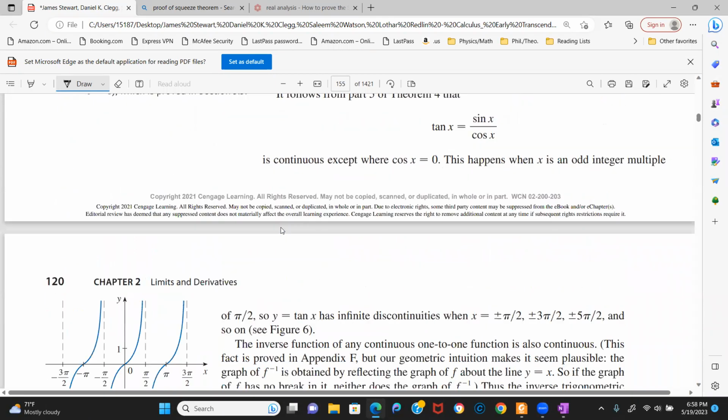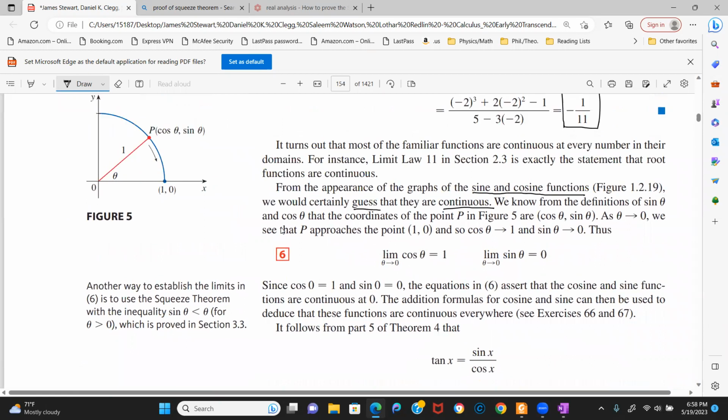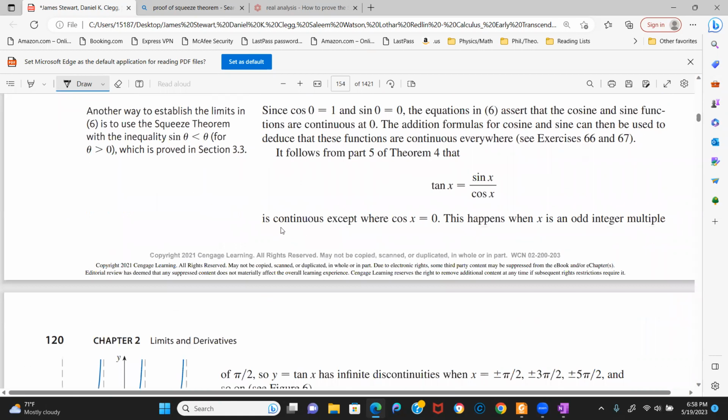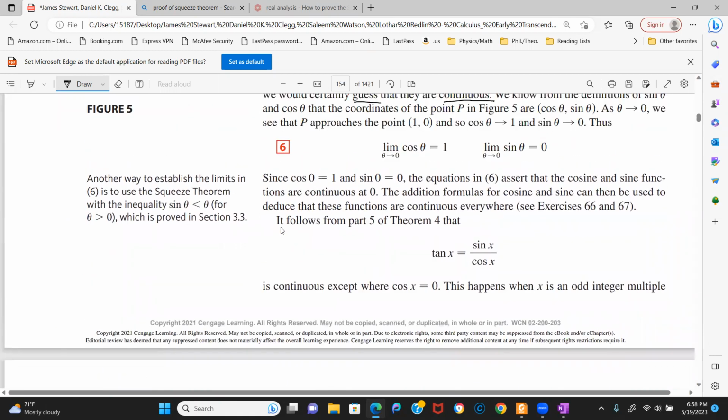Let's see. So yeah, okay. Anyways, I don't see this really being very useful. The whole point of this discussion, it's not even that great, is that sine and cosine are continuous, and then so well tangent because it's a ratio of two continuous functions, right?